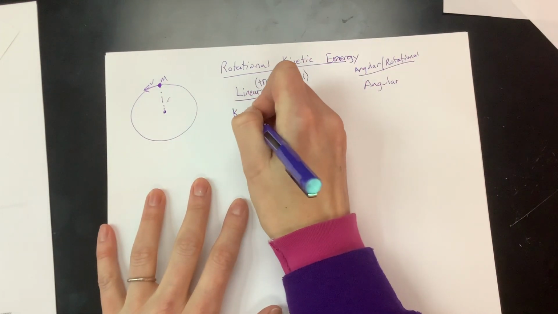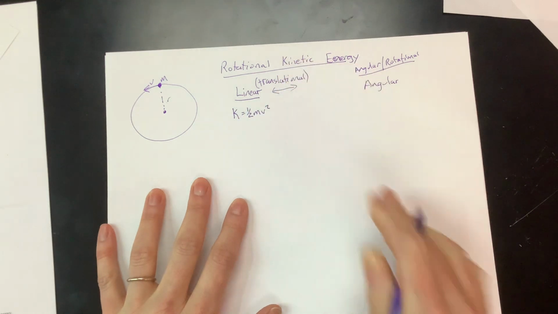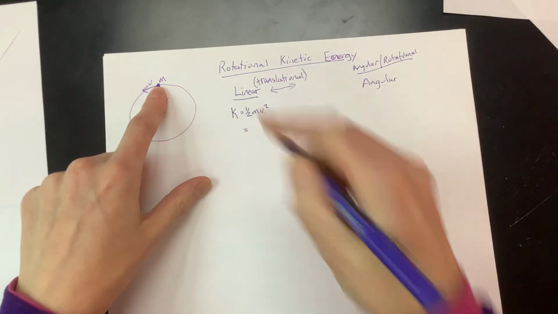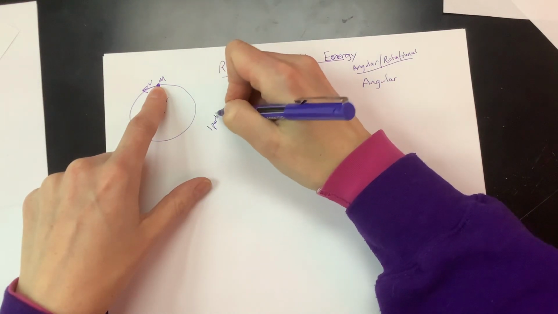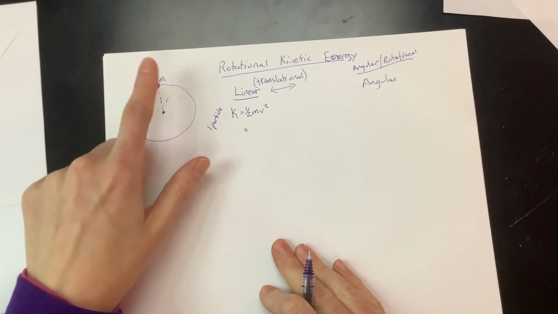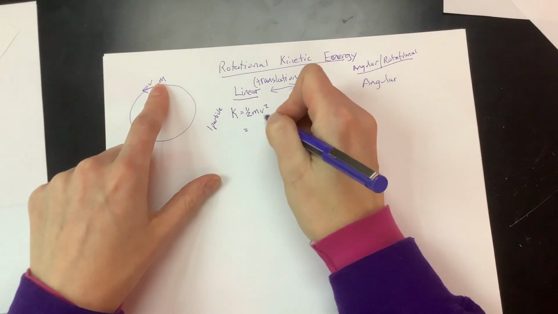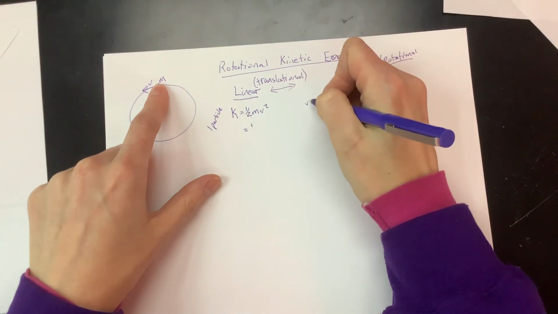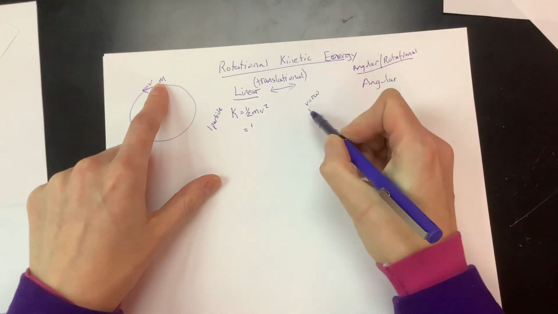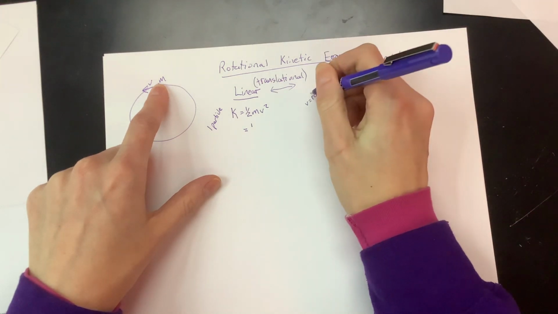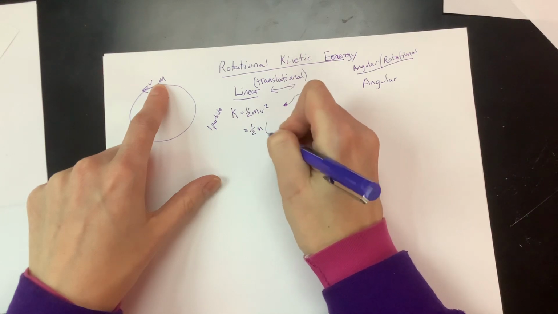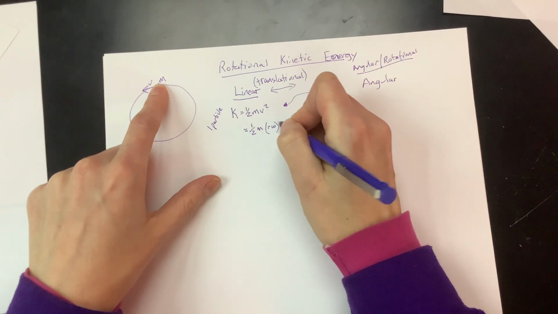Linear kinetic energy is 1/2 mv squared. That equation is in your equation sheet. If we look at this particle, we're going to start with one particle, okay? That one particle going around this circle is going to have an angular velocity, and that equation is also in your equation sheet, v equals r omega. We're just going to stick it in there real fast, so we're going to have 1/2 m r omega squared.